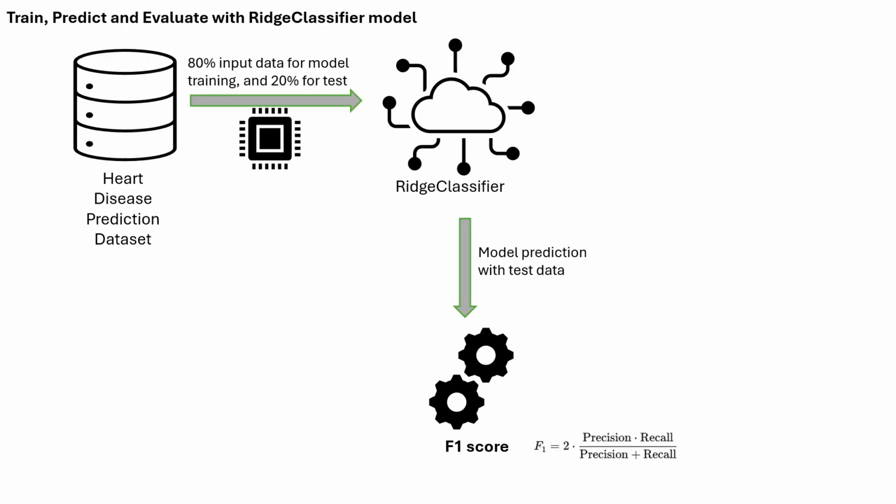Once the features are prepared, we split the dataset, 80% for training and 20% for testing. The Ridge Classifier is trained on the training set to learn linear decision boundaries. We then make predictions on the test set and evaluate the model using the F1 score, which balances precision and recall.